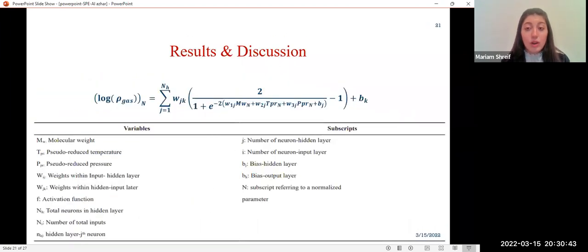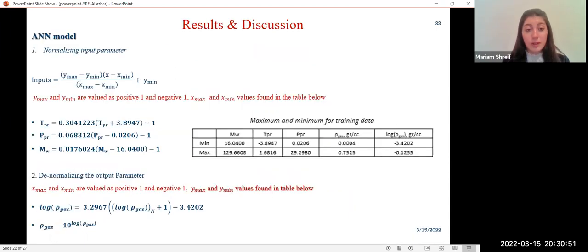And in order to use this correlation, we should normalize the input parameters and denormalize the output parameters. We do normalization in order to change the numeric values of the inputs to a common scale. Why do we need to do that? Simply because this can result in faster learning, so it will speed up the learning process, and it will result in a faster convergence of the model.